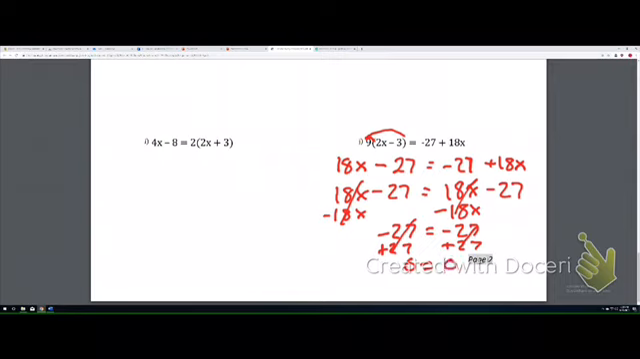This is a true statement, which means that we have infinitely many solutions. That will be your answer on that one, because that means multiple solutions can go into this equation.